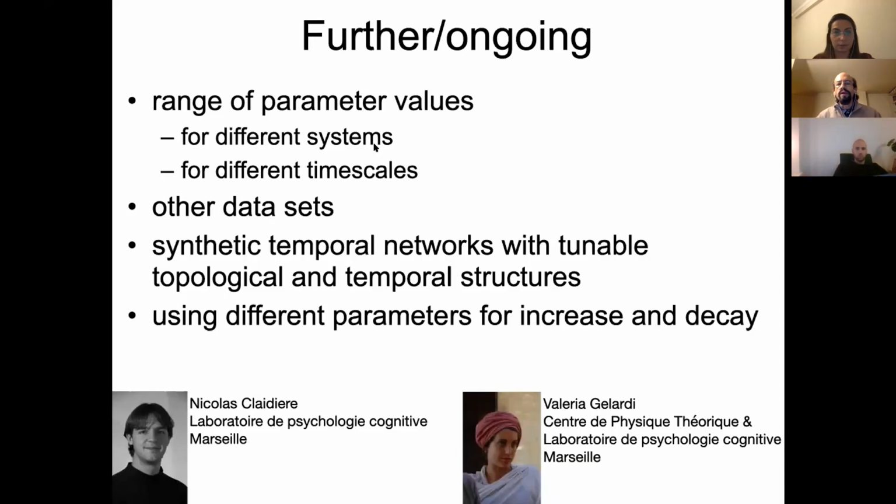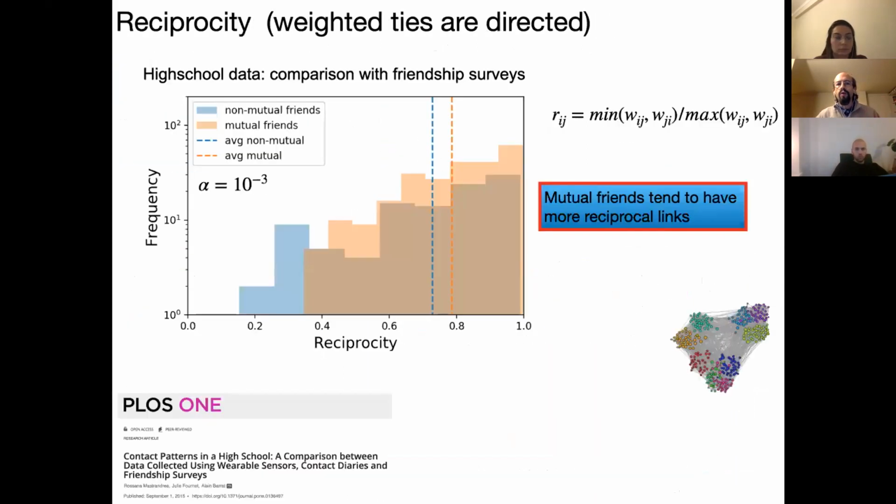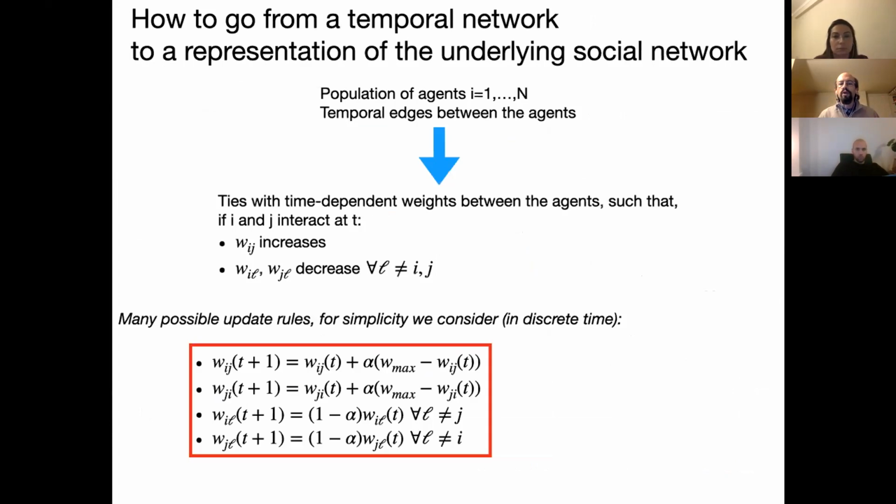So, yes and no, in the sense that we now have a parameter instead of delta t. We don't have a delta t any more. Our weights are evolving in time at each interaction, but we have this parameter alpha. So obviously there is still one parameter, but by changing this alpha, we can see that there is a large range of values in which we can detect the perturbations.